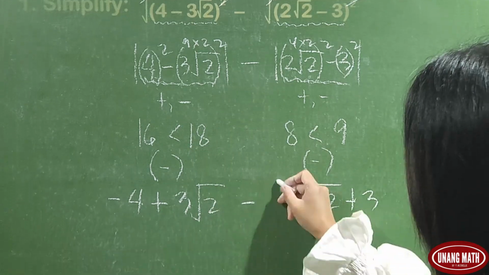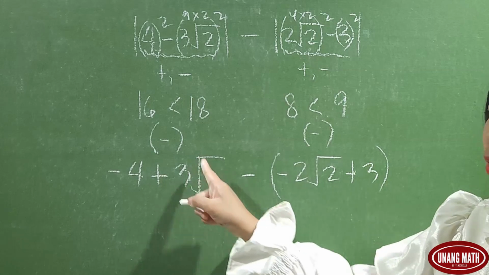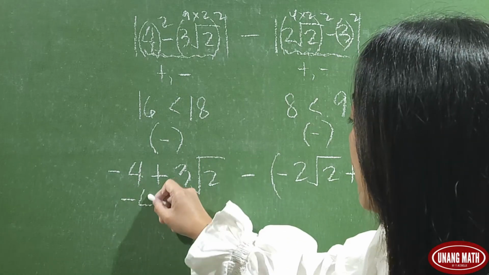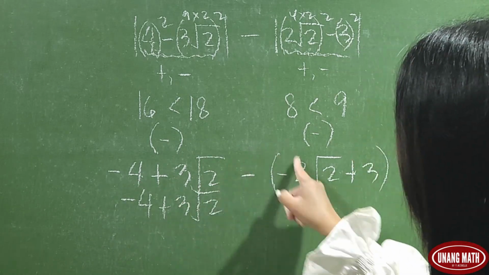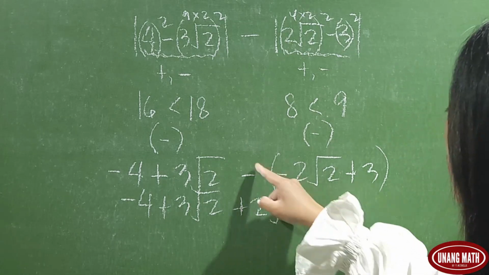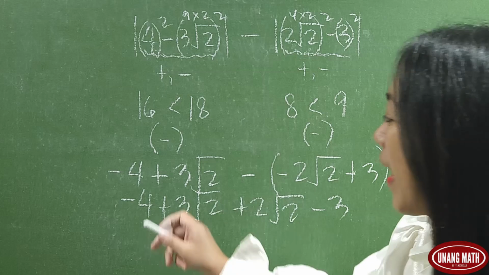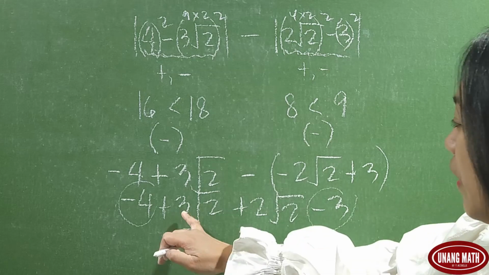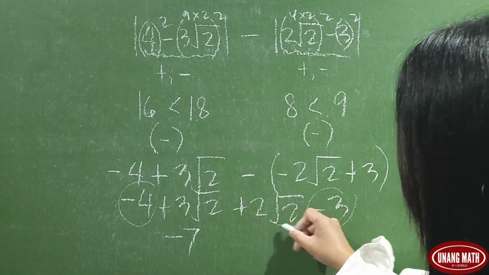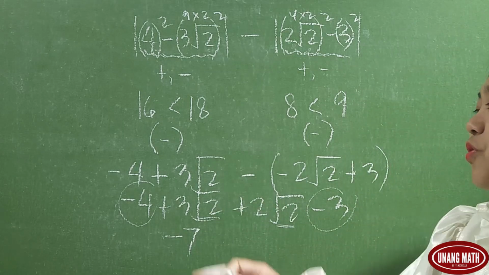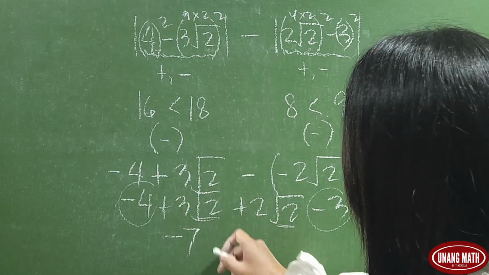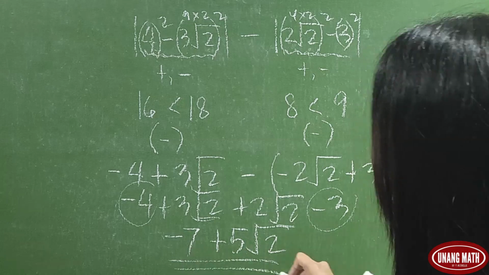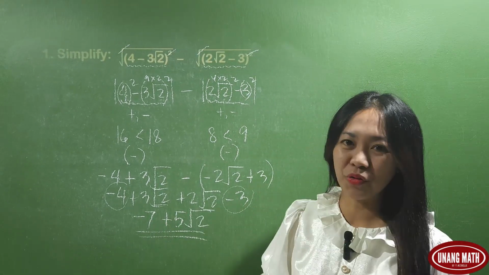So the operation is subtraction. So we now have negative 4 plus 3 square root of 2 minus negative 2 square root of 2 plus 3. Let's now simplify. So this is negative 4 plus 3 square root of 2, this is plus 2 square root of 2 minus 3. Negative 4 minus 3, that's negative 7. 3 square root of 2 plus 2 square root of 2. So this is square root of 2, this is also square root of 2, so we can simplify this part. 3 plus 2 is 5. So that's plus 5 square root of 2. So we now have negative 7 plus 5 square root of 2.